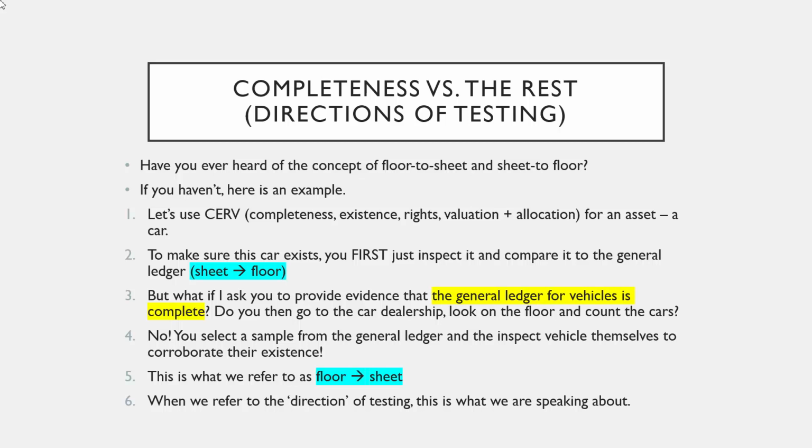So completeness is on its own for both classes of transactions, our COCAC, and our SERV, which is your balance sheet items. The directions of testing for completeness change in comparison to everything else.